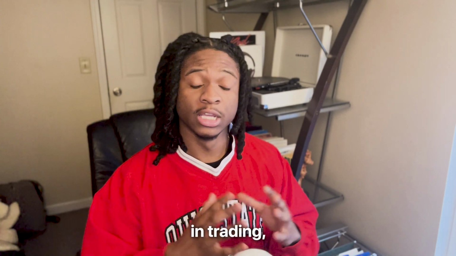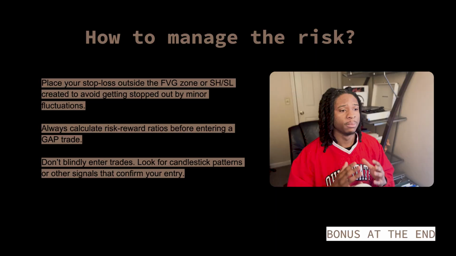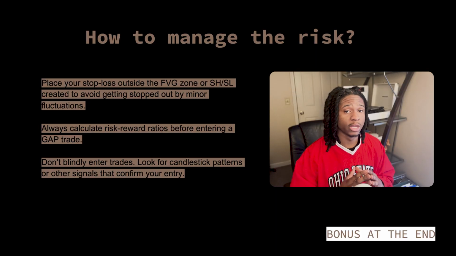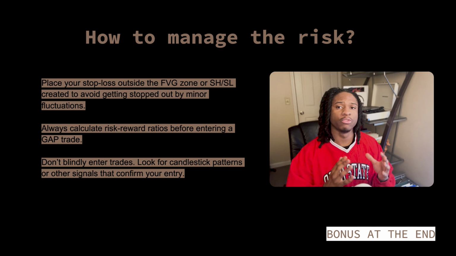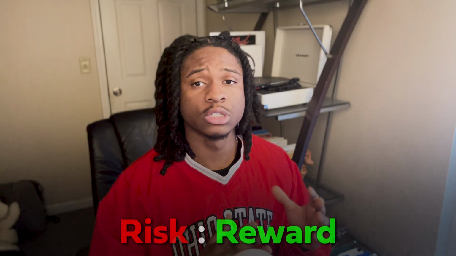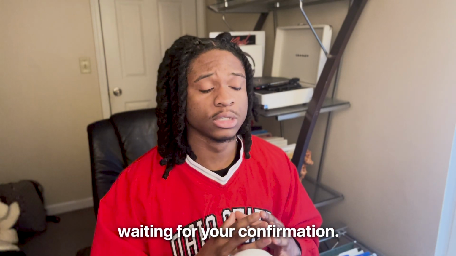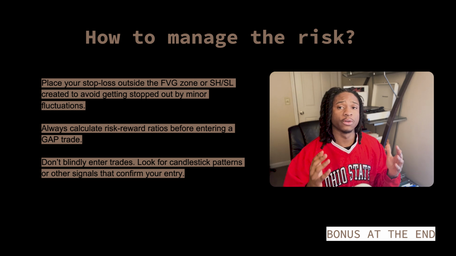But with risk in trading, we also learn how to manage it. Make sure you have good stop loss placement. Place your stop loss outside the fair value gap or near your swing high or swing low to avoid getting stopped out by minor fluctuations. And just as important, your position sizing. Always calculate a good risk to reward ratio before entering a trade. And then last but not least, waiting for your confirmation. Don't blindly enter your trades. Look for candlestick patterns or other signals that confirm your entry.